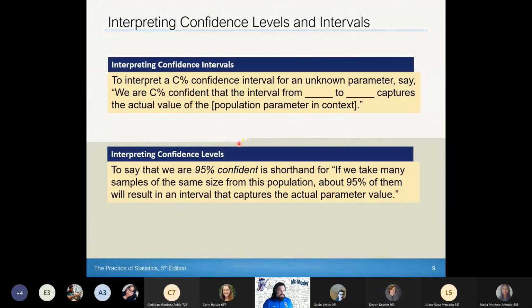Right? In a confidence level, if we take many samples of the same size from the population, right? So we're saying over the course of lots of samples, we're not saying we're 95% sure that this particular interval captures the mean or captures the parameter. That would be incorrect, right? Over the course of all of our sampling, or if we repeated this many times, 95% of our samples would result in an interval that captures the actual parameter. The verbiage is important here.